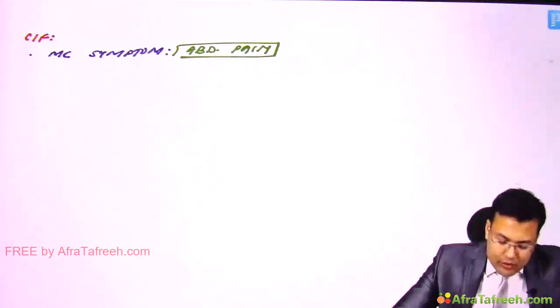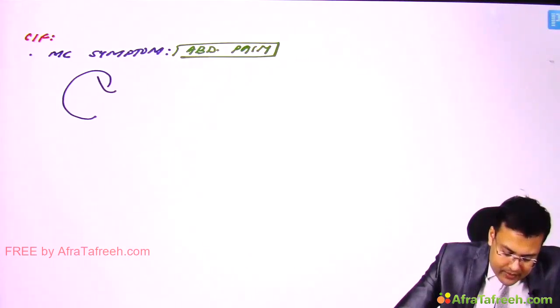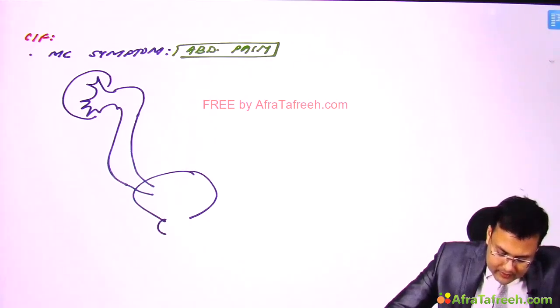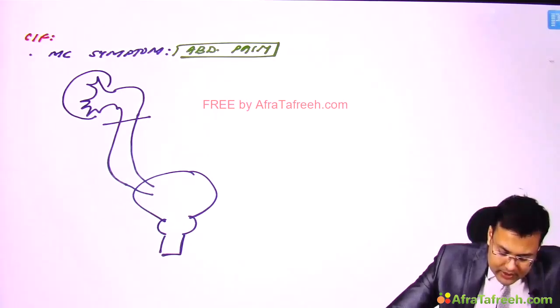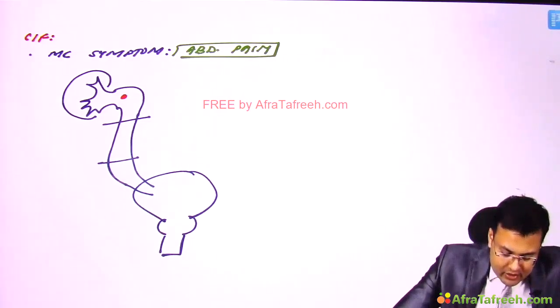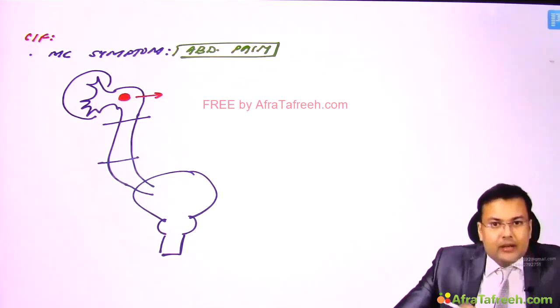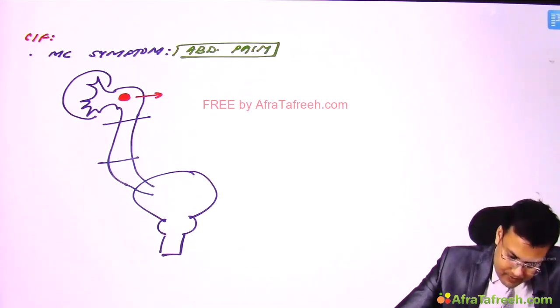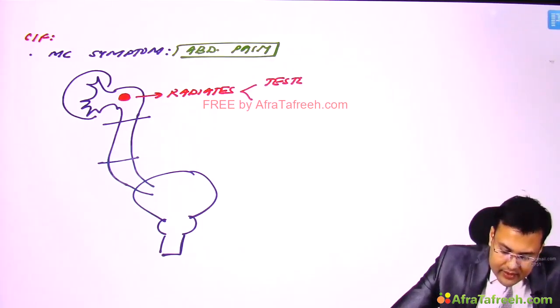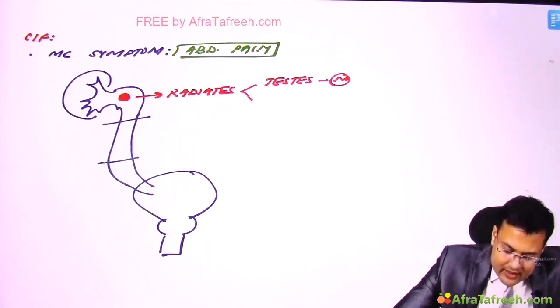So see where the pain is going to radiate. This is the kidney, this is the pelvis, and this is the ureter. This is the bladder. Now this is the upper 1/3, this is the middle 1/3, this is the lower 1/3. Whenever the stone is in the renal pelvis or in the upper 1/3 of the ureter, pain radiates to the testes in males and labia majora in females.